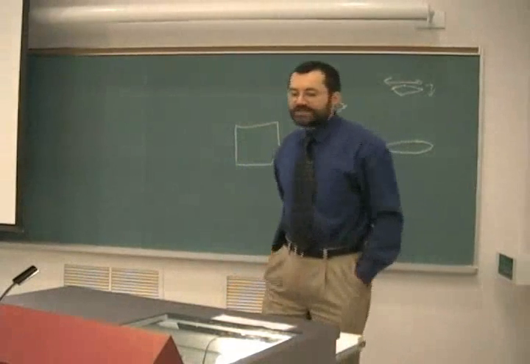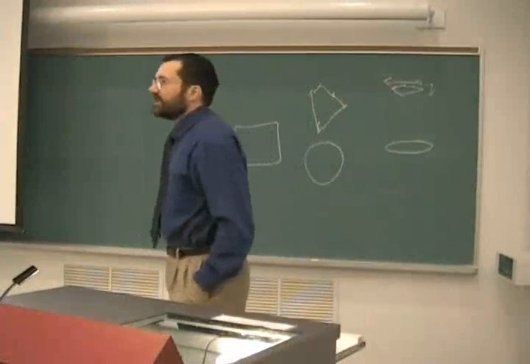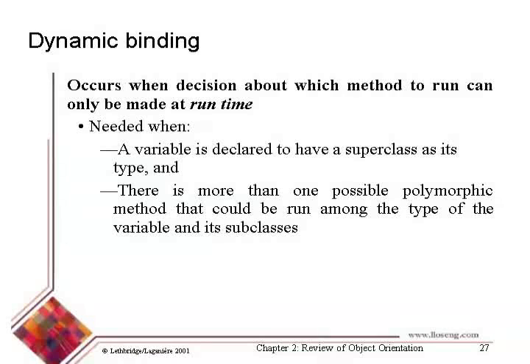Okay, dynamic binding is another key concept in object orientation that basically flows from the concept of polymorphism and inheritance. And this is what basically happens in that last algorithm. That last algorithm is the process of dynamic binding. It is the process of dynamically deciding which method to run. And dynamic binding is only needed in the circumstance described here. Both of these conditions have to be true.